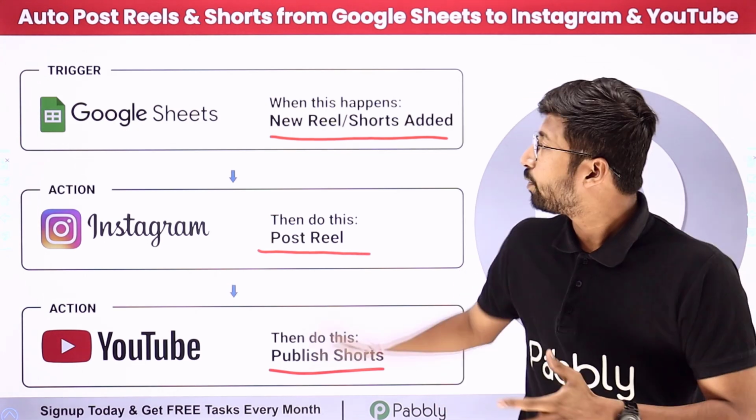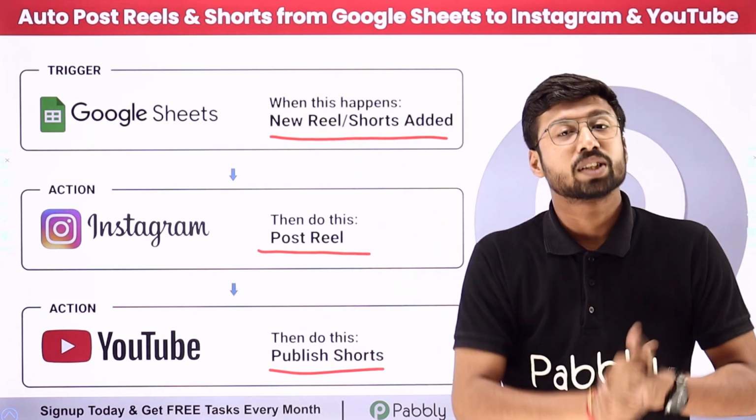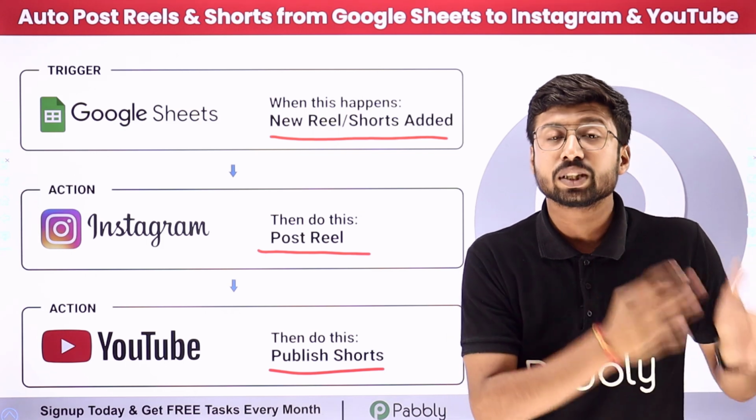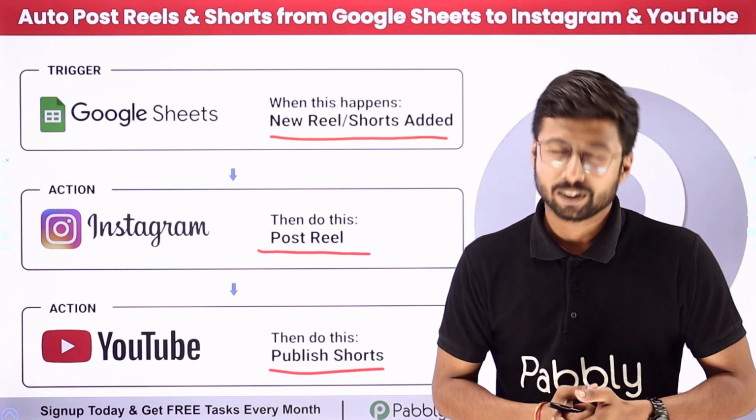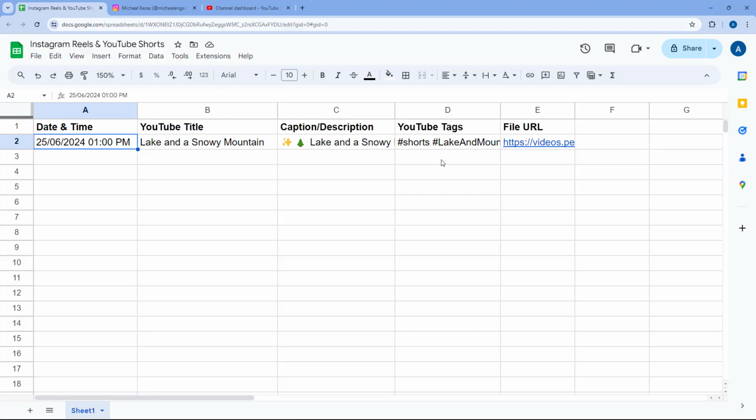Now, if you want to learn how you can set up this automation all by yourself and save a lot of your time posting the same content on multiple social media platforms, for that you just have to come with me to my screen. So as you can see, this is my Google spreadsheet. And in this sheet, I'm adding the date and time at which I want to publish this content on YouTube and Instagram.